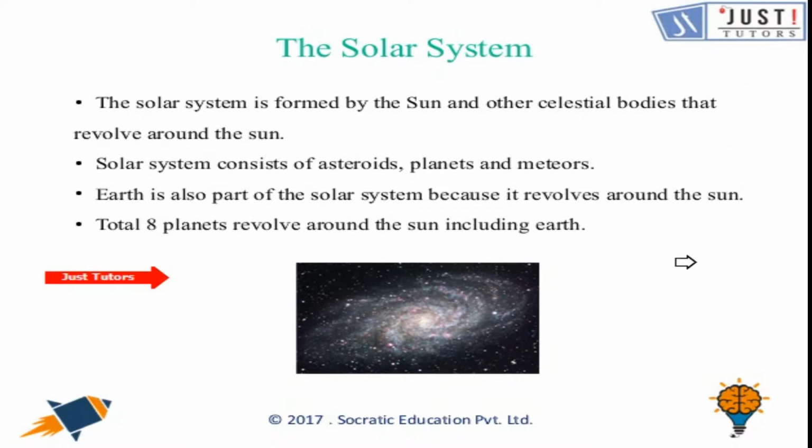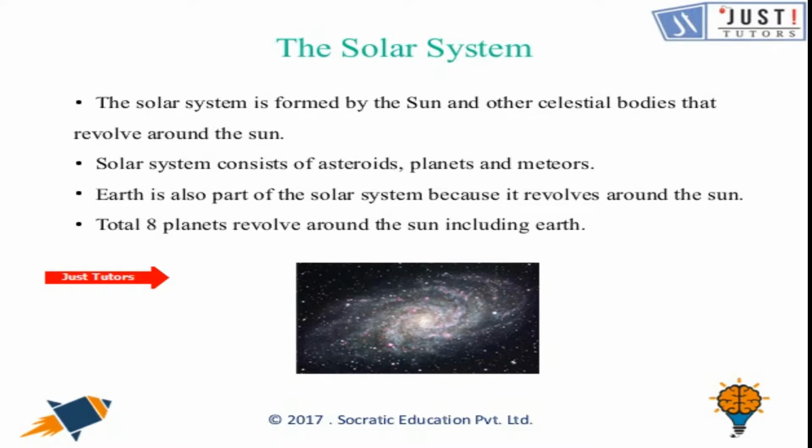And with that, a few more points are there, like the planets are at varying distances from the sun. The nearest planet to the sun is Mercury and the furthest one is Neptune. The Earth comes at third place in terms of distance from the sun. So that was quick information about the solar system.